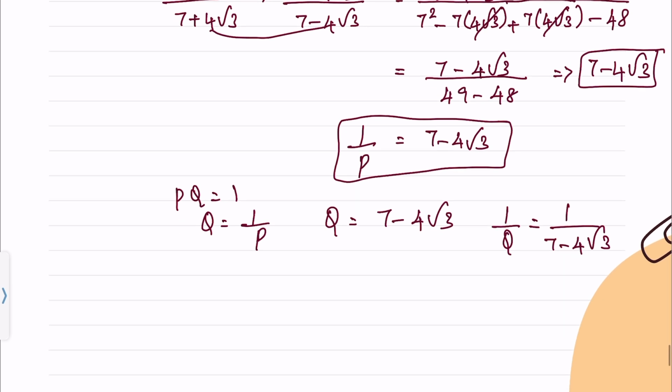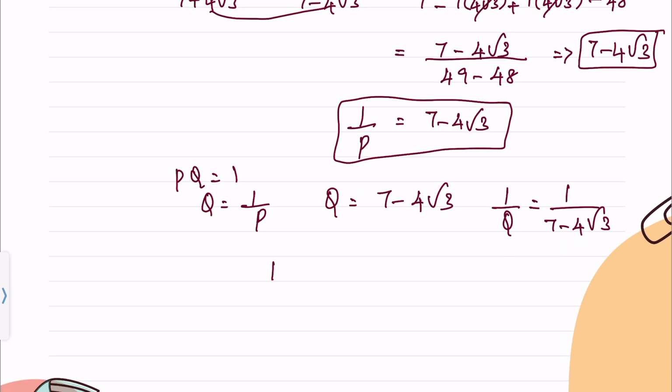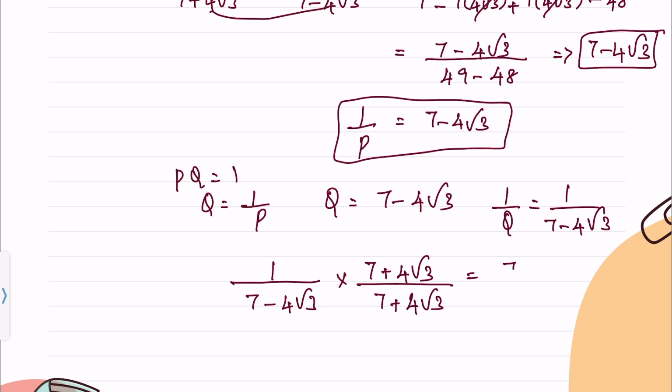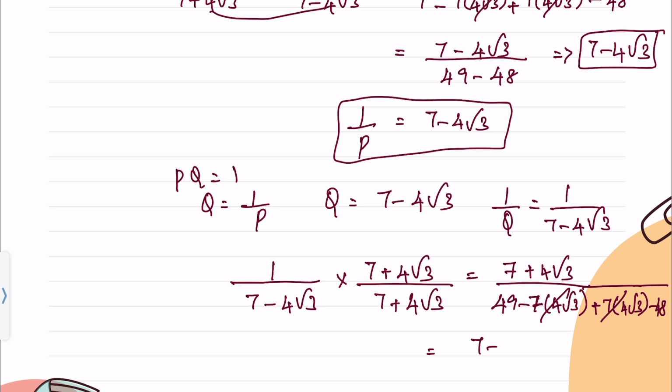And again, we have to rationalize the denominator. So the rationalizing factor of 7 minus 4 root 3 becomes 7 plus 4 root 3. Multiply it in both numerator and denominator. We'll be getting 7 plus 4 root 3 over, multiply using the FOIL method, 7 times 7 is 49 minus 7 into 4 root 3 plus 7 into 4 root 3 minus 48. These both will go away. So 7 plus 4 root 3 over 49 minus 48, which is 1. This is the value of 1 by Q.